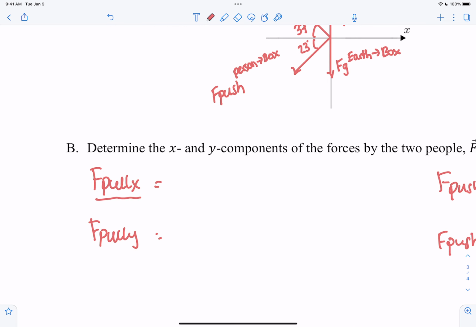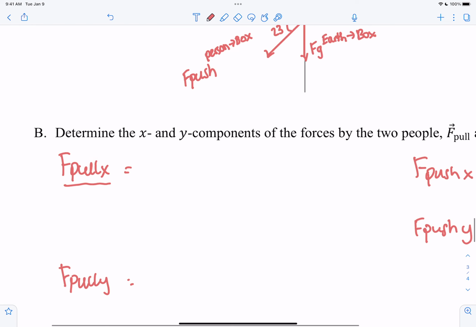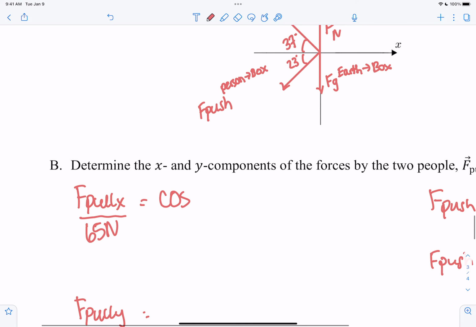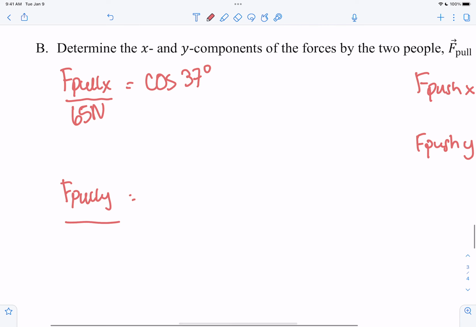So F pull X over, what was the magnitude again? Let's see here. 65 newtons, right? So F pull X over 65 newtons, that's adjacent over hypotenuse, is equal to cosine 37 degrees. So naturally, the other one will be sine. F pull Y over 65 newtons, that's opposite over hypotenuse, is equal to sine 37.